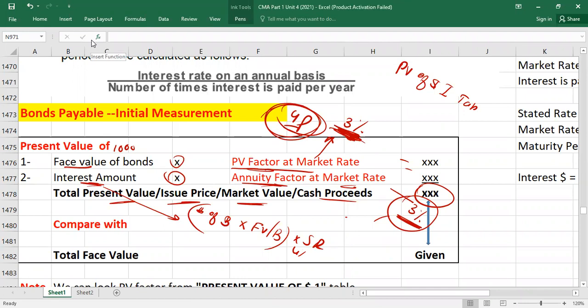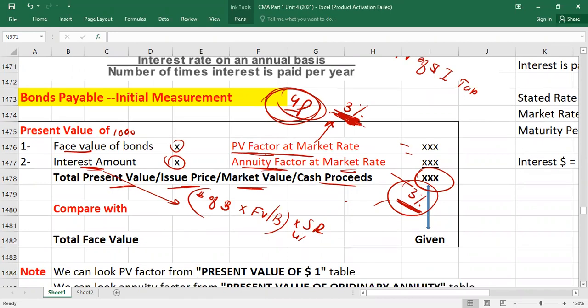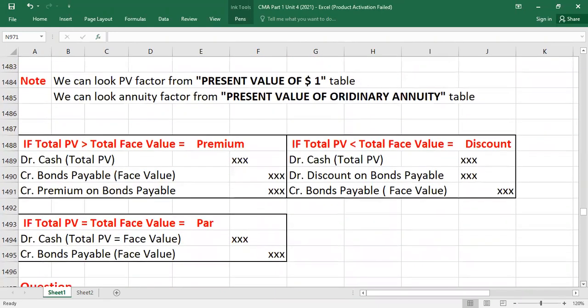So let me show you an example. Same entries you will pass. Debit cash always with the present value. Credit bonds always with the face value. And if the difference comes on the debit side, it will be a discount. If it comes on the credit side, it will be a premium. And then you have to amortize. You will amortize over how many periods in my example? 4 periods. And effective rate is 3%. Stated rate is 4% in my example, right? But I'm going to do the whole example from scratch till the amortization. You can see the difference, what are the changes.